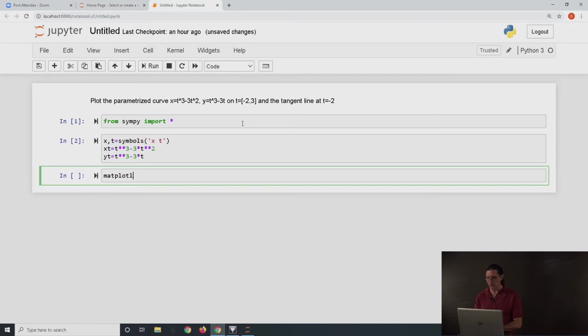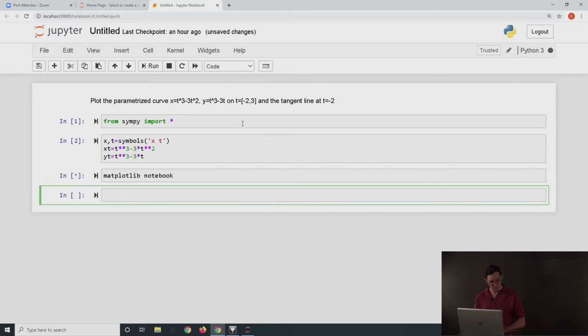So after executing the command matplotlib notebook, in order to get the graph into our Jupyter notebook, we plot the parametrized curve. For parametric equations, we will use the command plot underscore parametric, not the regular plot command. According to the help documentation online, the options include the x expression, which is xt, the y expression, yt, and then a tuple for the t domain. So t will range from negative 2 to 3.